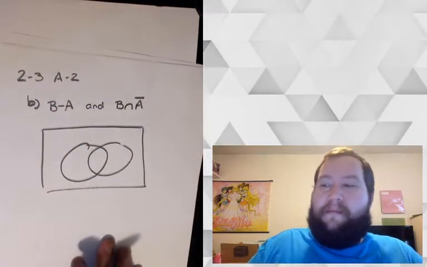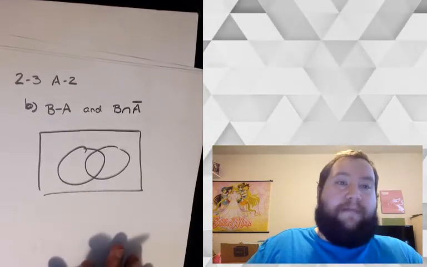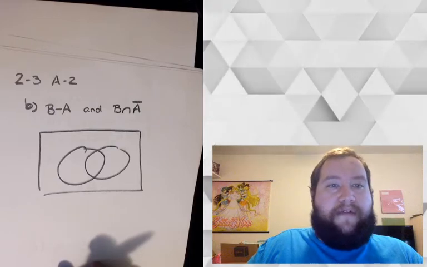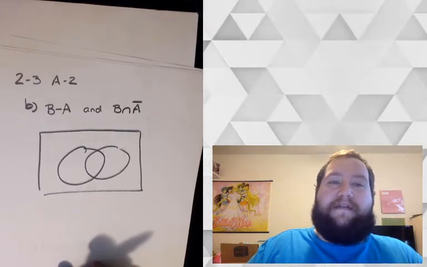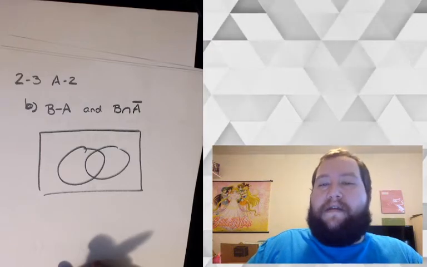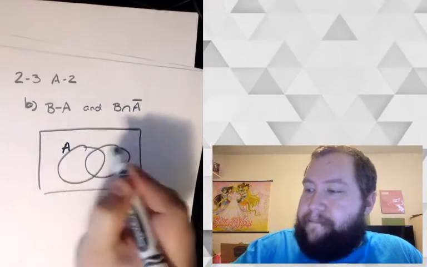And so now we have a couple questions. What I'm going to do is work through a couple parts of your homework. So here for 2-3, A2, we have B minus A and B intersect not A. And the question is, are these two always the same? So call this A and call this B.